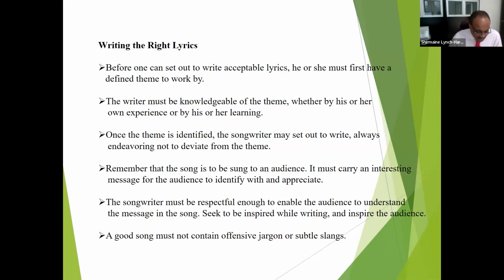And I'm sure that ECCB will give you some options to choose some themes. I think there are three themes to choose from. Right. The writer must be knowledgeable of the theme. Whatever theme you choose to write on, you must be knowledgeable of that theme, whether it is by your own experience, as Trilogy was interacting a while ago, or by your own learning. Now, as you go from day to day, you learn, right? Every day you learn something. And every day you experience something. So you must be knowledgeable about what you are writing about. Your theme must be something that you know about.